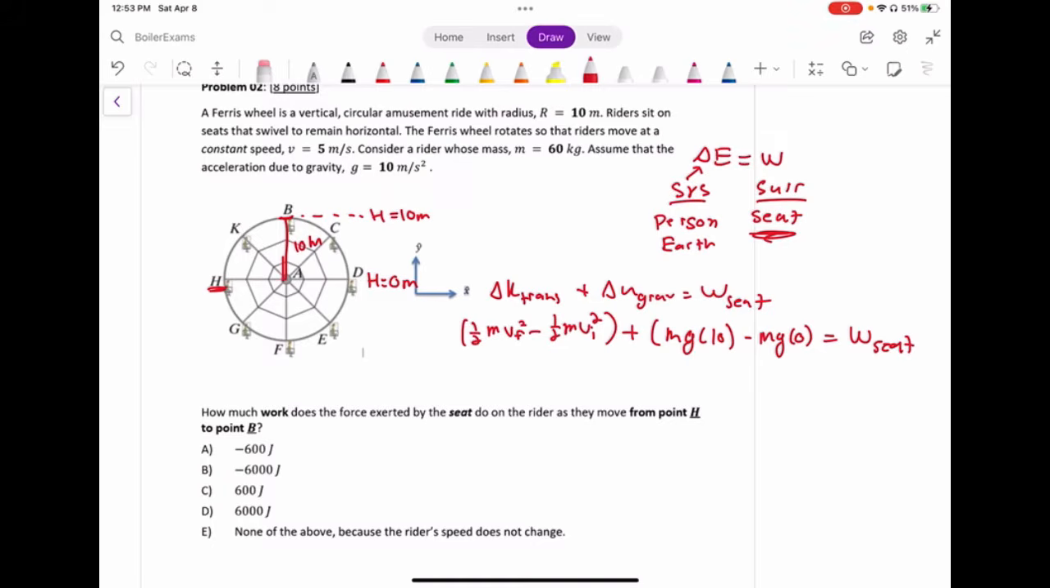Okay. Let's also make another observation: you're going to be going around at constant speed the whole time. So v_f equals v_i. This whole term is going to be 0. There's no change there. So what does this simplify to? 10 mg equals work done by the seat. And what do we know? We know g is 10, obviously. M is 60. 10 times 60 times 10 is 6,000. There we go. Which is correct.